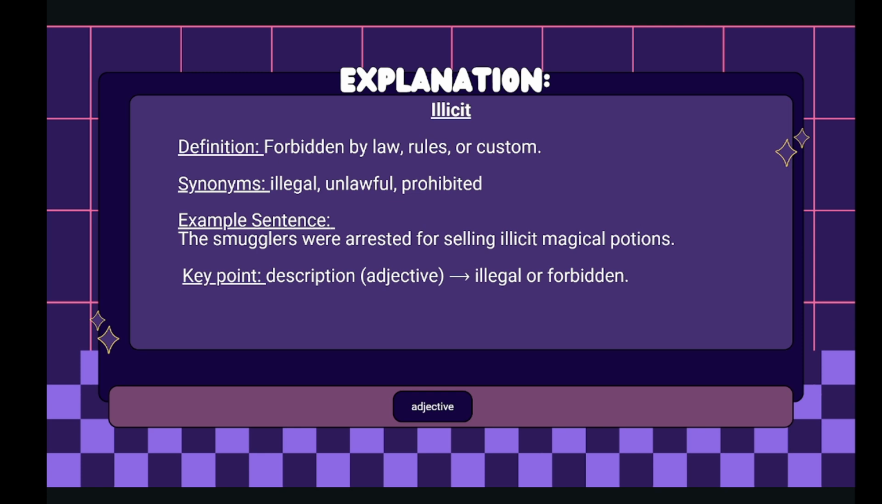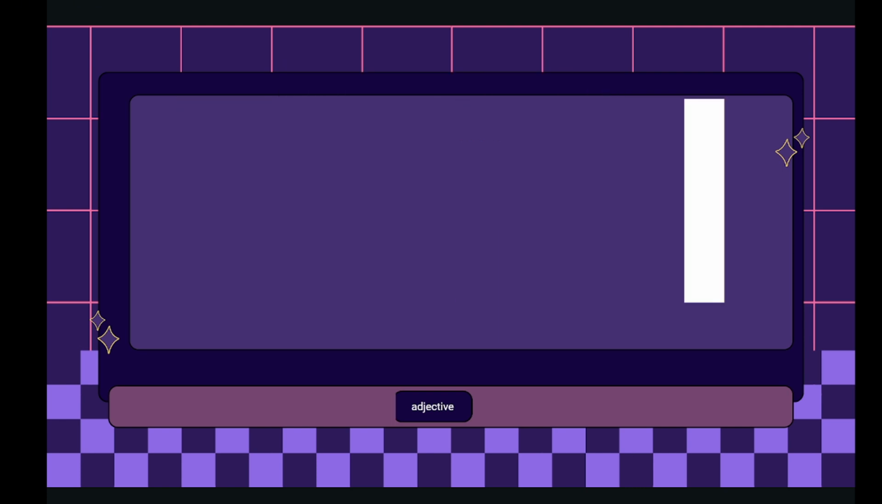So, the smugglers were arrested for selling illicit magical potions. Again, the context of the sentence and the other words used can give you an indication of what the meaning of the word is that you don't know. So again, key point for this one is illicit is description, like an adjective, and it means illegal or forbidden, and it's the shorter sound. The other one with the E is elicit, so this one's slightly longer and that one's slightly shorter. I hope you got those explanations down, and you can rewatch this explanation if you need to comprehend it better. But we're going to be moving on to a bonus challenge.